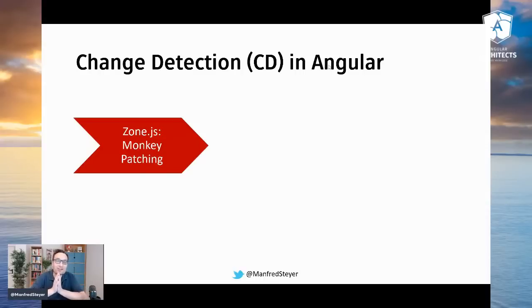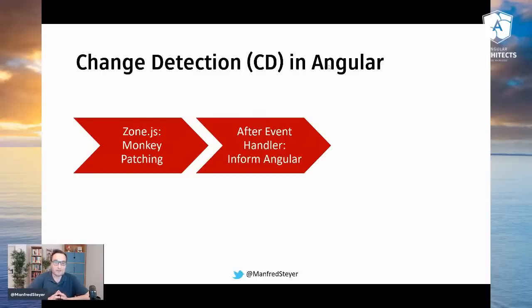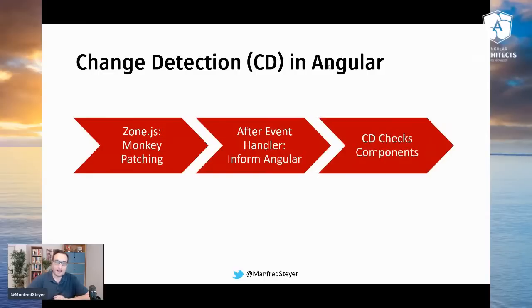It also monkey patches setTimeout and setInterval. And it really does this on purpose. It does this to find out when event handlers run. Because after event handlers run, Zone.js is notifying Angular. And now Angular knows, well, I need to activate the change detection. Now I need to check my components for changes. Because in theory, each and every event handler can change each and every bound data, bound item, in theory. In practice, we don't know that precisely, and so by default, Angular is checking all the components.